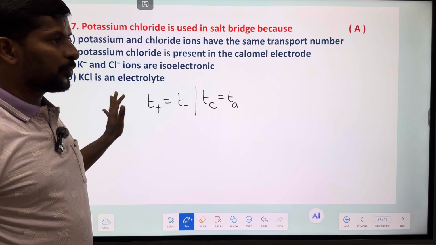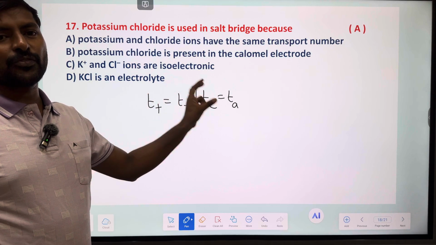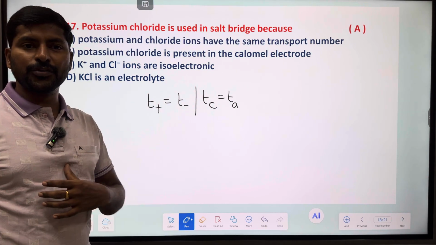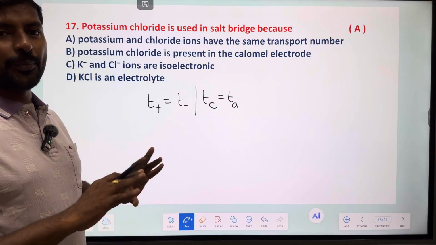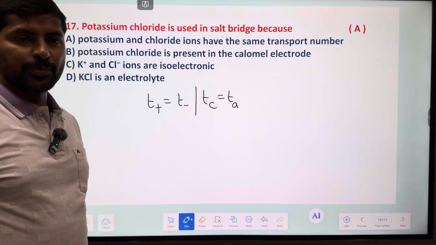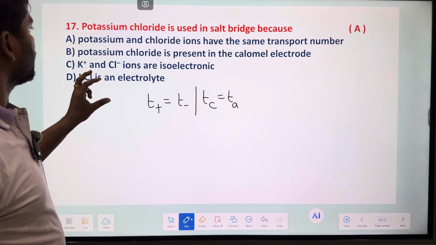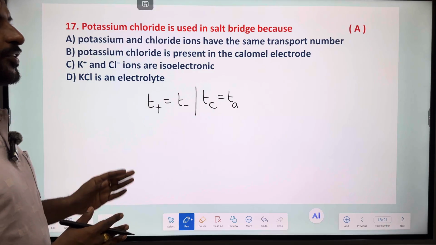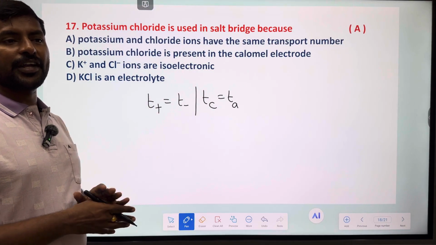If one is moving fast and another one is moving slowly... Transport number depends on what? Speed of the ion. Transport number is directly proportional to the speed of the ion. So if one is moving fast and another one is moving slowly, then what happens? Charge separation occurs. Some excess potential is developed, and so we'll get errors, and that's why we have to prepare the salt bridge with a strong electrolyte where the transport numbers of cation and anion are the same.